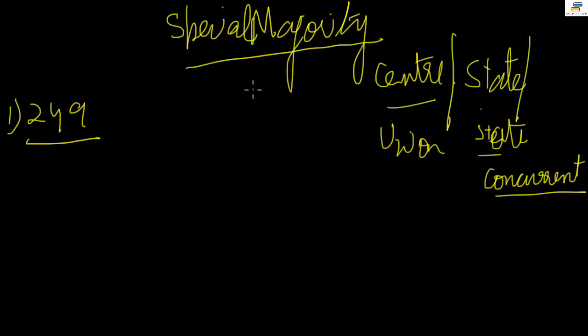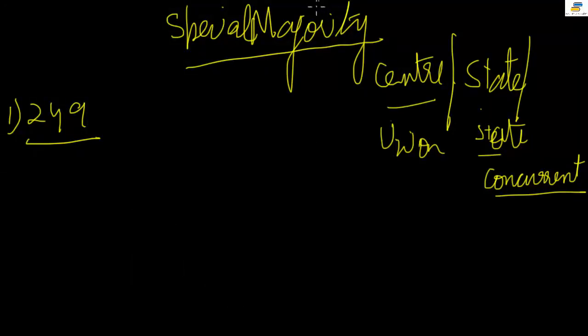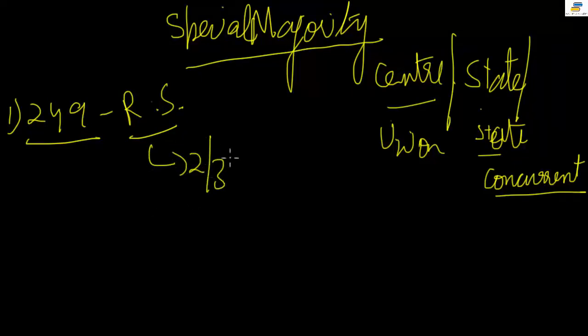Now what happens is that in this special kind of majority, Article 249, on the state list only the state can make a law, but under Article 249, by passing through special majority, Rajya Sabha can ask the Lok Sabha to make a law on a subject which is under the state list, right? And to do so, they have to pass a resolution with a special kind of majority, right? And what kind of majority is this? The special majority is a 2/3 majority, right?